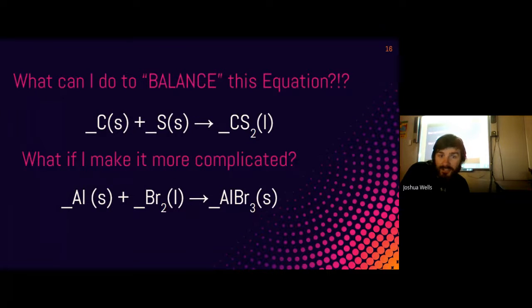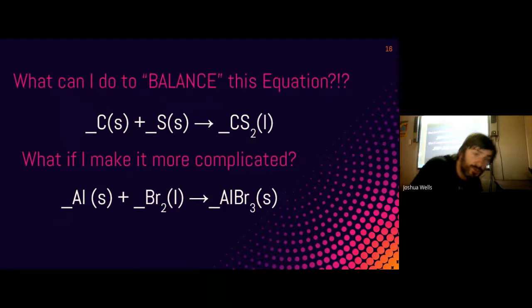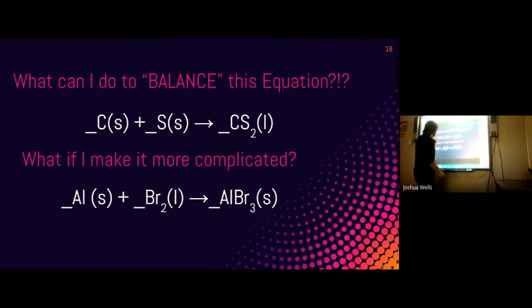So what can I do to balance this equation? We just talked about coefficients and subscripts. So let's take a look at this first one here. Here we have C(s), carbon, solid. We have S(s), and we've already talked about this one. So this one's pretty quick here. Like we said before, we've got 2 sulfurs. I need to have 2 sulfurs on this side. So here we've got a 2 subscript. And then because I have 2 sulfurs on the product side, I need to have 2 on the reactant side. So I add a 2 coefficient out in front.